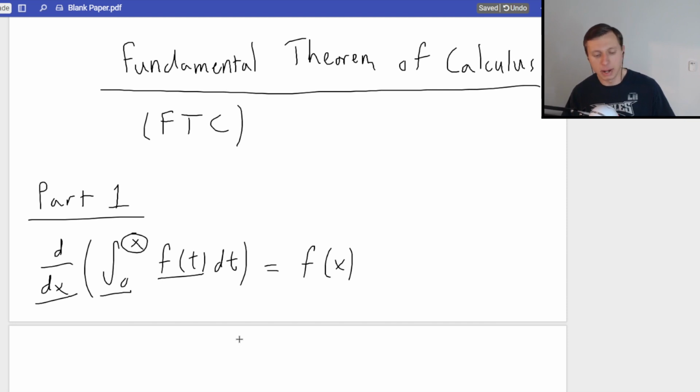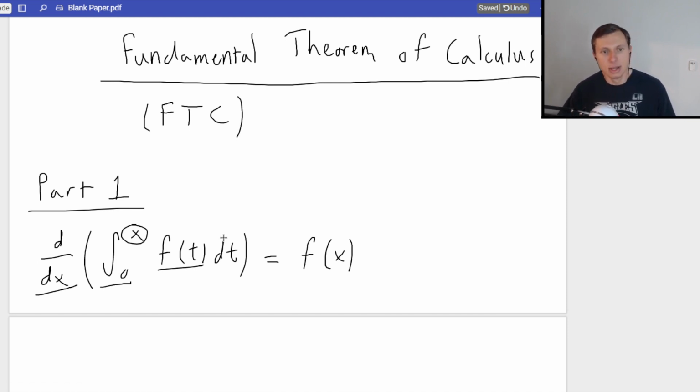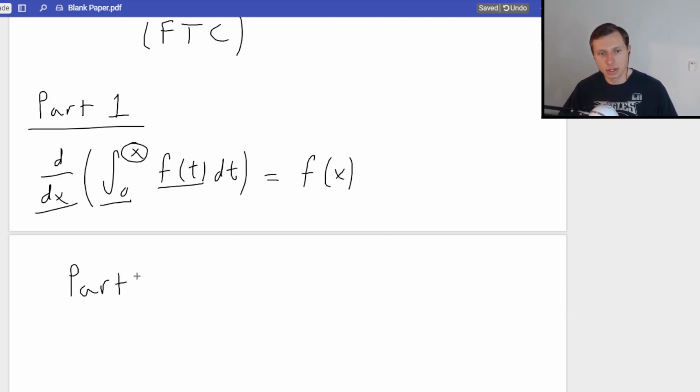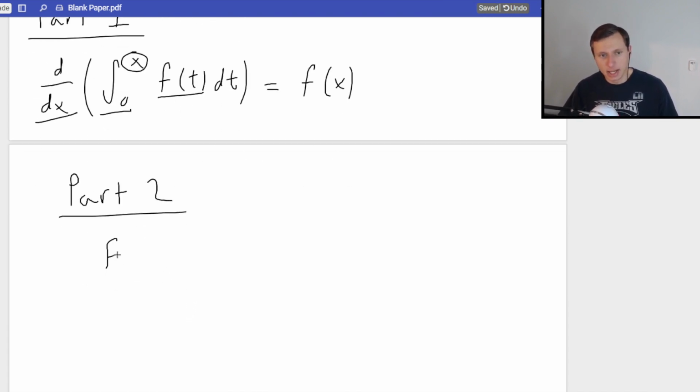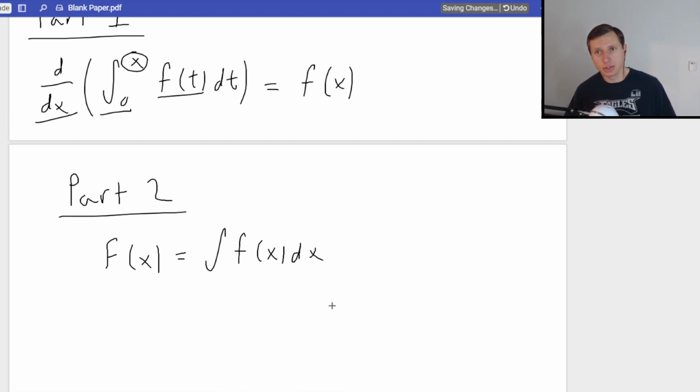We're going to look at some example problems with this, so don't worry. Now, part 2 of the fundamental theorem of calculus, we've actually already talked about. So first I need to say the following. Capital F of x is equal to the integral of lowercase f of x dx. In other words, if I take the integral of f of x, I'm going to get capital F of x.